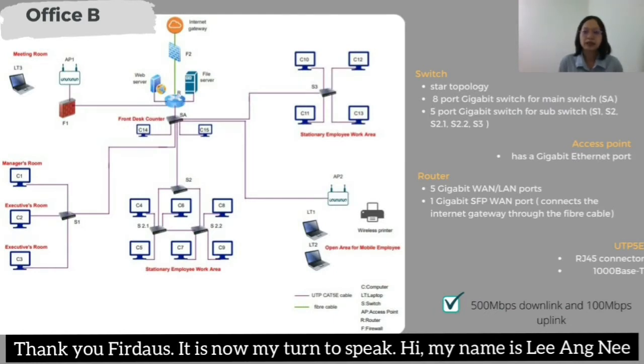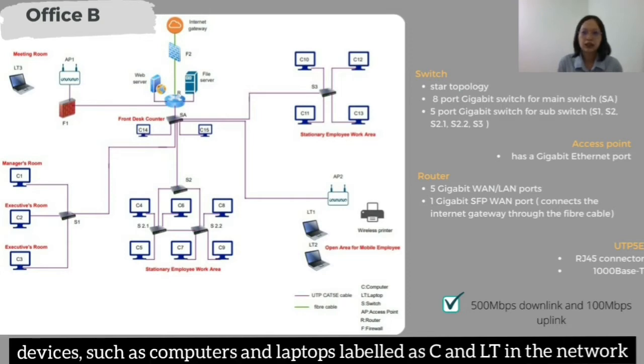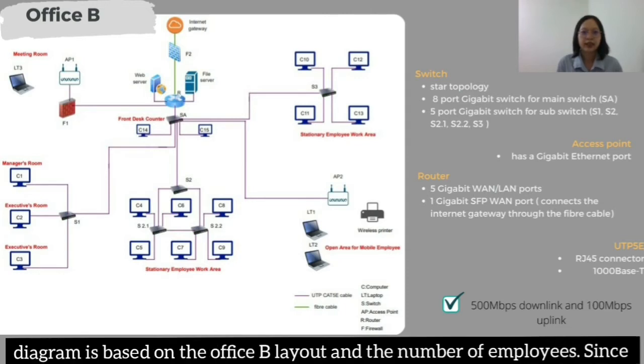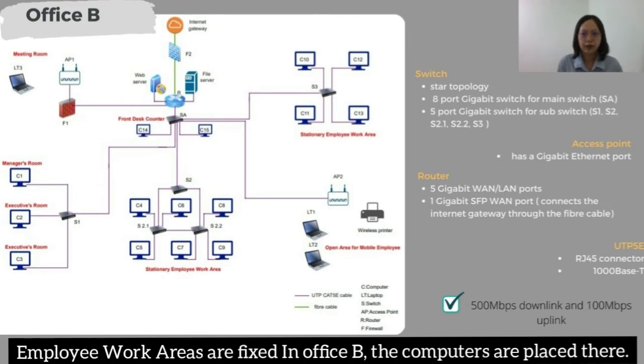Hi, my name is Lee Angi, metric number 79833, and I will be presenting about Office B. The number of devices, such as computers and laptops, labeled as C and LD in the network diagram, is based on the Office B layout and the number of employees. Since the manager's room, executive room, front desk counter, and 2 stationary employee work areas are fixed in Office B, the computers are placed there.